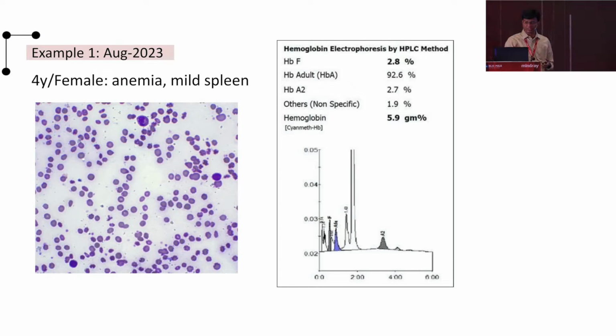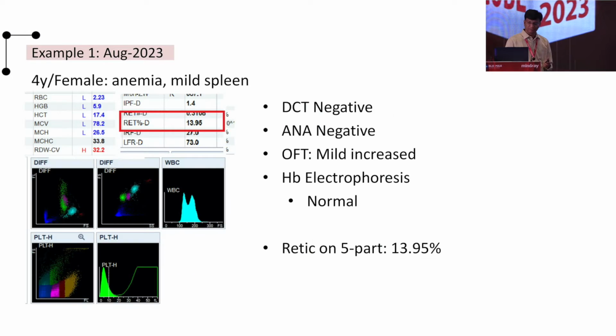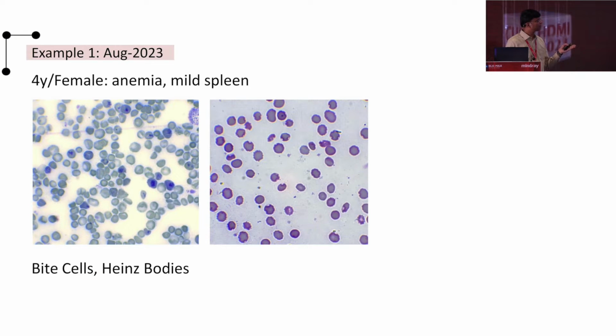I'll give an example. Last month, in March, we had a case of a 4-year-old female child with anemia and mild splenomegaly. Clinicians doubted thalassemia or something else. They sent a peripheral smear, HB electrophoresis, and a set of investigations. The peripheral smear showed normocytic normochromic cells with a few spherocytes. Electrophoresis was near normal, except that HbF was mildly raised. DCT was negative, ANA was negative, osmotic fragility was mildly elevated. Our CBC Retic count gave 13.9%. Then we did a manual stain and saw Heinz bodies, and on reviewing our slide, bite cells were there. So this is a case of G6PD.